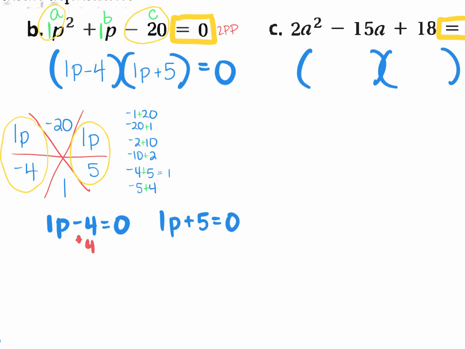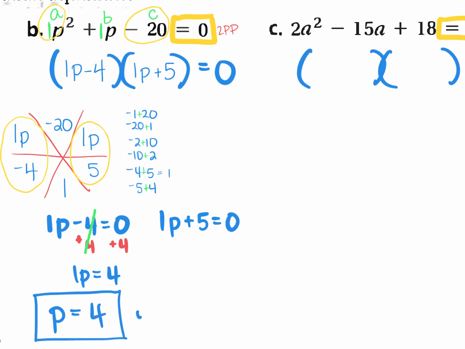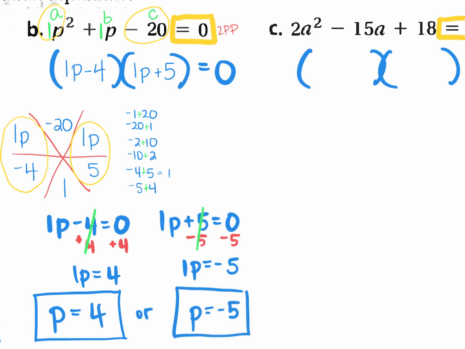Add 4. Cancel out the negative 4 and the positive 4. That gives you 1p equals 4. So plain p has to be equal to 4. Or the other answer, we're going to subtract 5 and cancel out. Again, this is what I mean by showing your steps. So 1p equals negative 5. So p has to equal negative 5. So our two solution possibilities are 4 or negative 5.